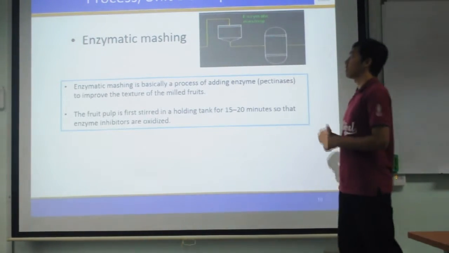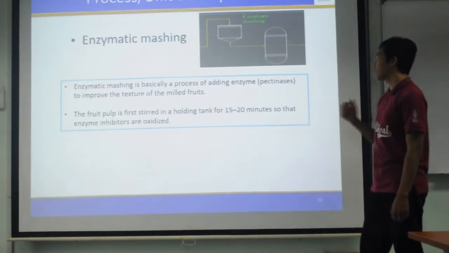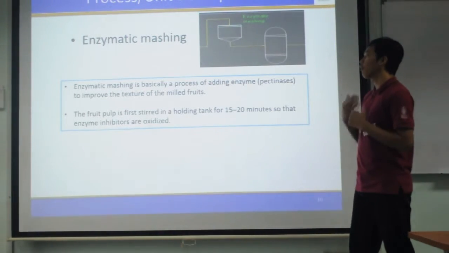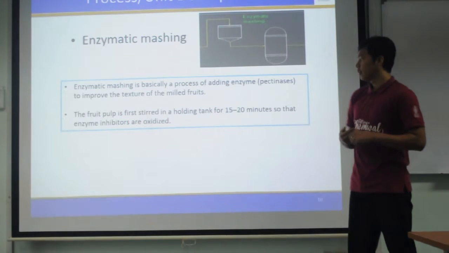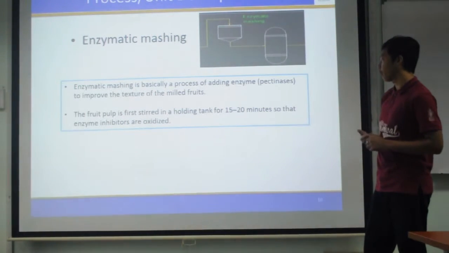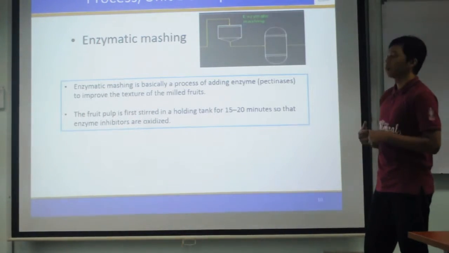Next, for the process of enzymatic meshing, meshing is basically a process of adding an enzyme, which is pectinase, to improve the texture of the milk fruits. Before the enzyme is added, the fruit pulp is first stirred in a holding tank for 15 to 20 minutes so that the enzyme activators are oxidized.